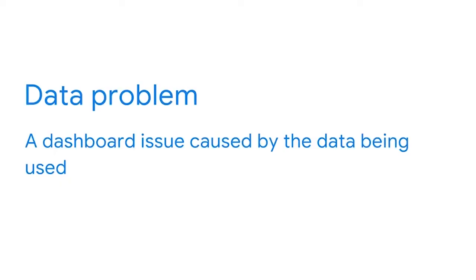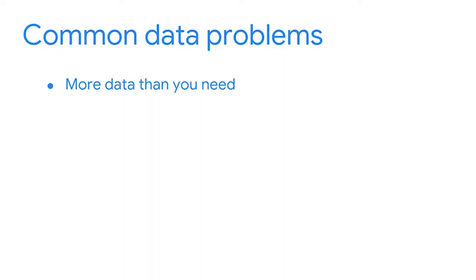First, when it comes to a BI dashboard, a data problem is an issue caused by the data being used that's in the dashboard. Maybe you've included more data than you need. Just as you've discovered with pipelines, this can cause dashboards to run slowly. On the other hand, if you don't include enough data, you might be missing crucial information that your stakeholders could really benefit from having.